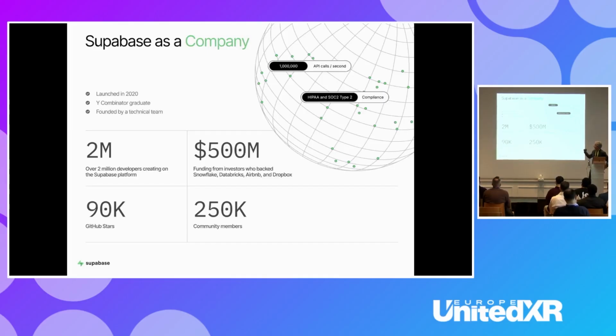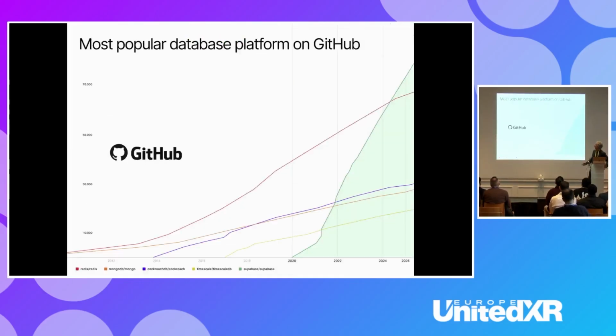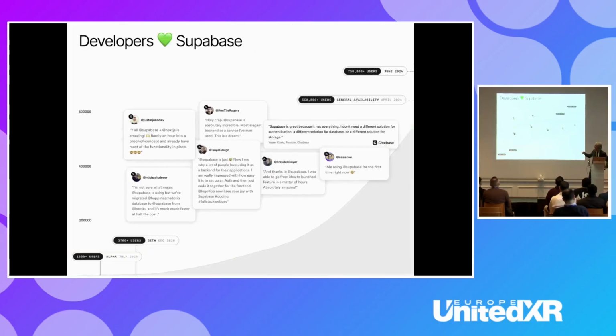90,000 GitHub stars is the most important statistic here. And it's like 1,000 a week. They're very popular. And most importantly, developers love them. Their developer experience is first class. I'll show you what that looks like in a demo later.